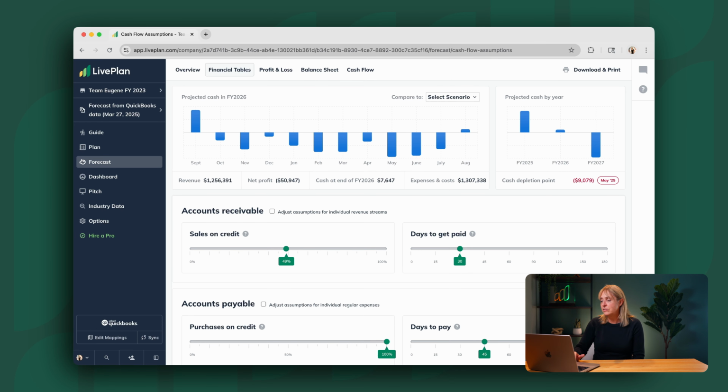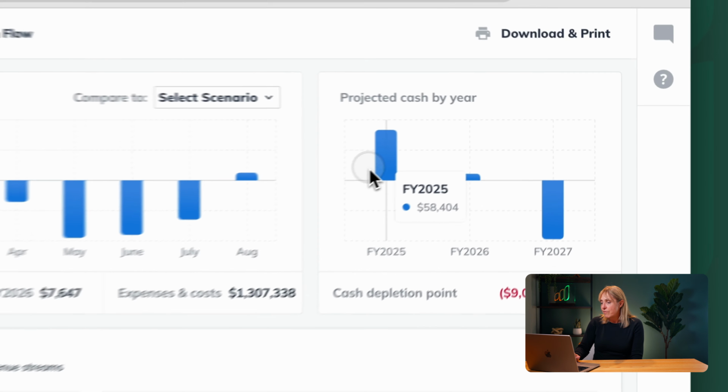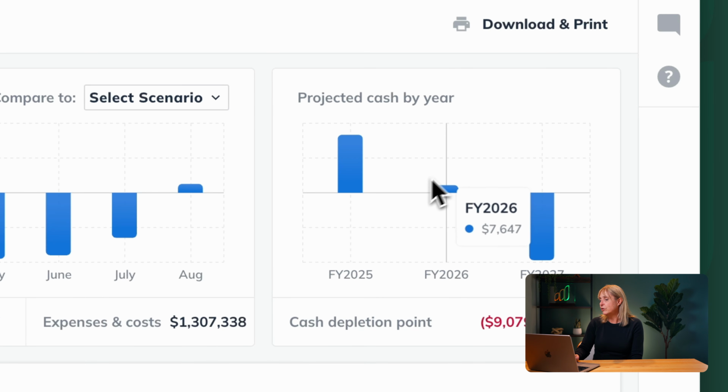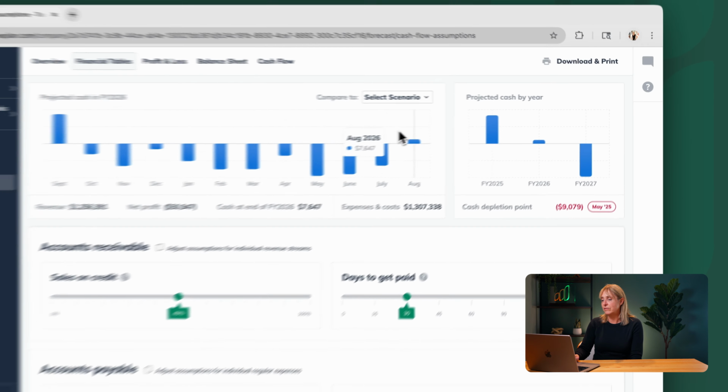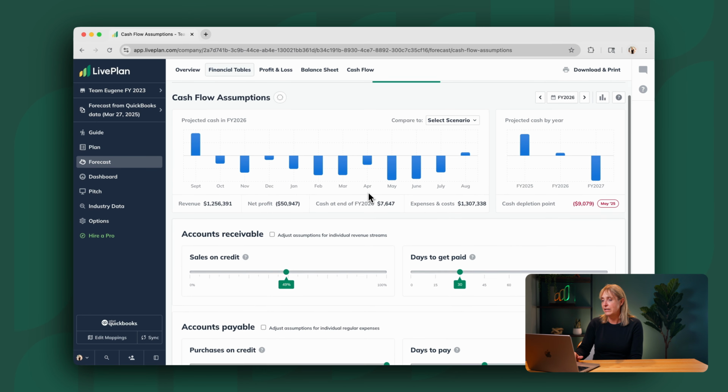So now I've got these assumptions here and I can see what my projected cash is for fiscal year 2025, fiscal year 2026, fiscal year 2027. So I can see all of that.